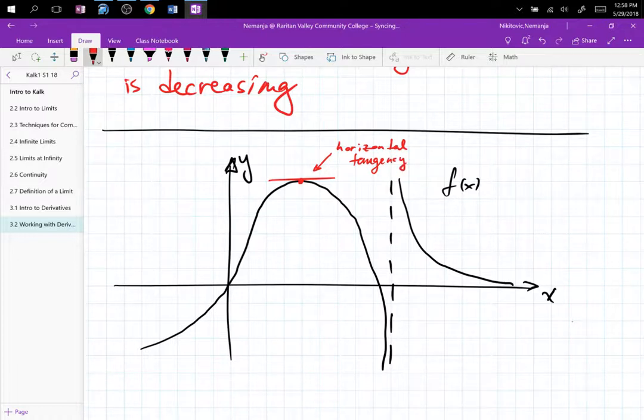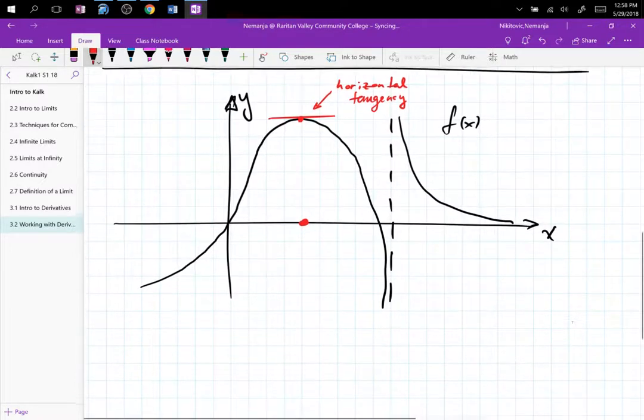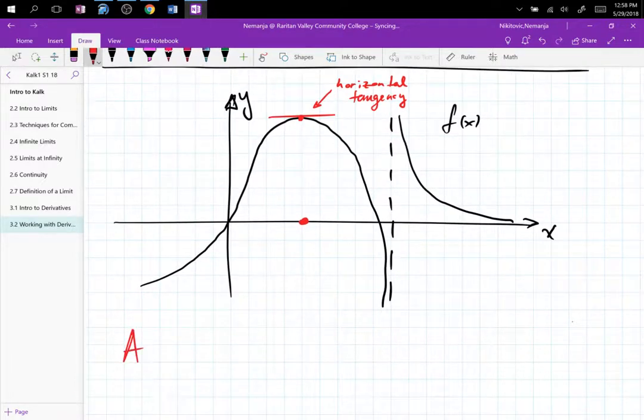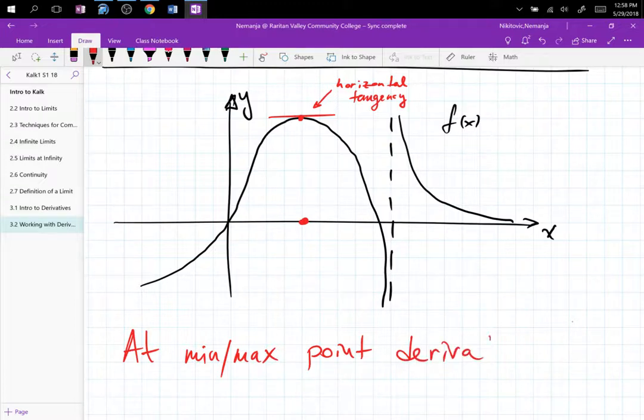Why do I want horizontal tangency? Well, at that point, derivative is 0. So I know it's going to cross the x-axis. So the next theoretical piece is that at a min-max point, the derivative is equal to 0.